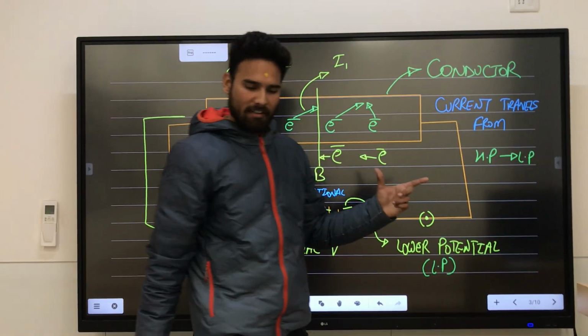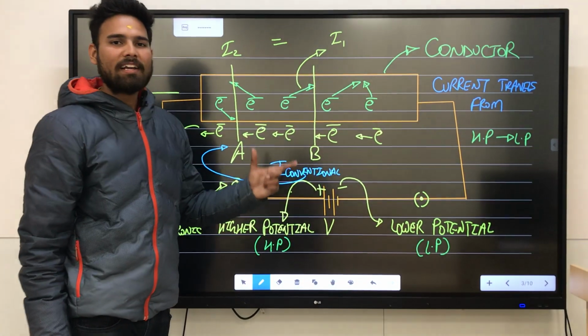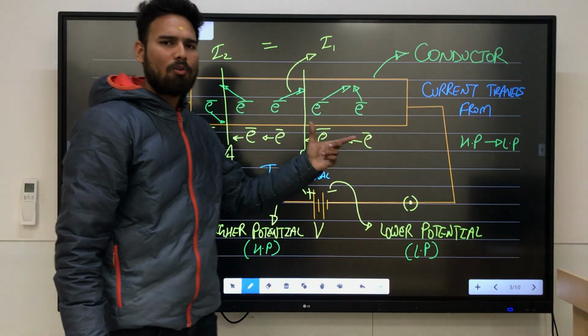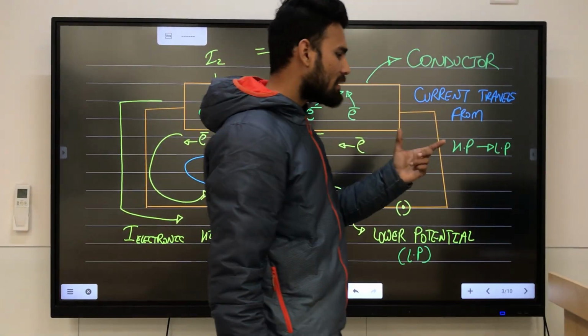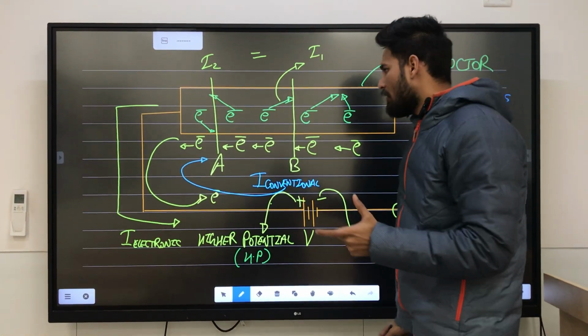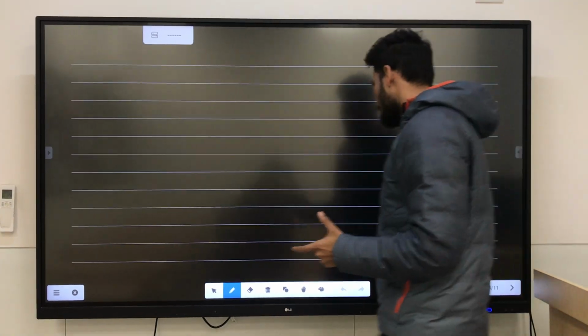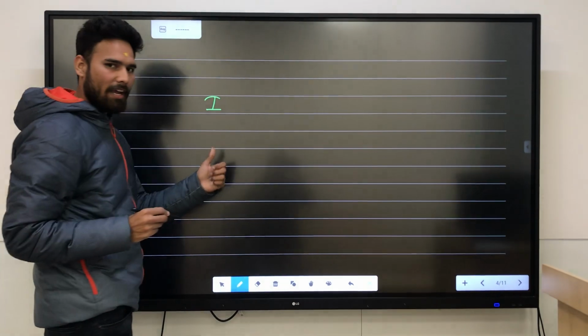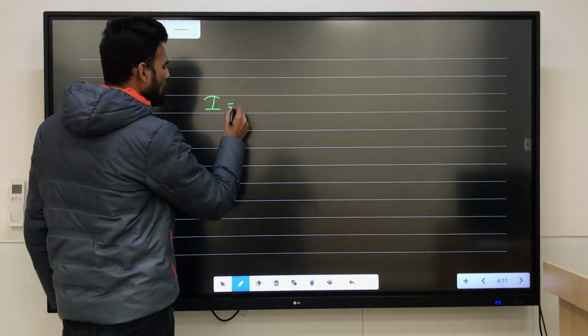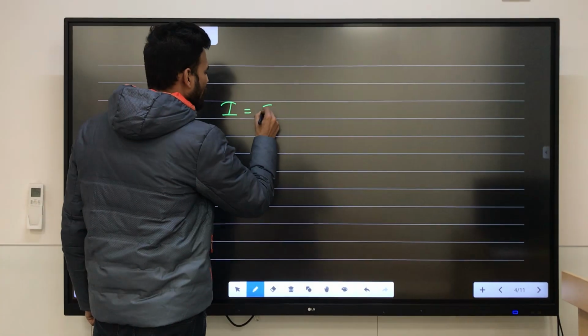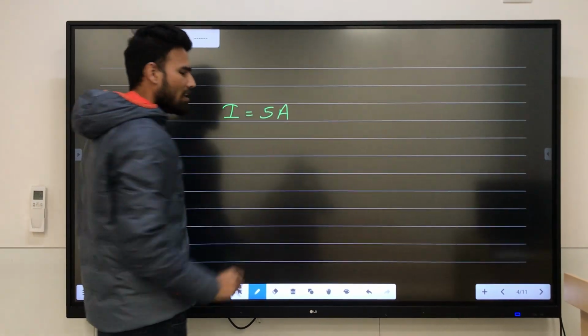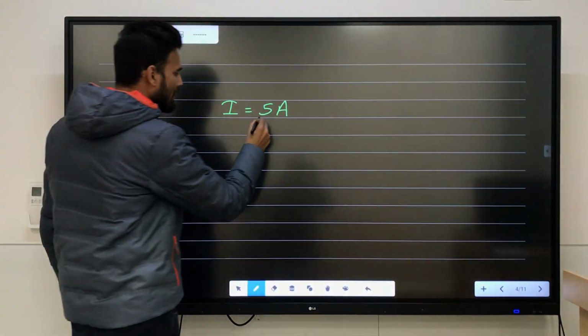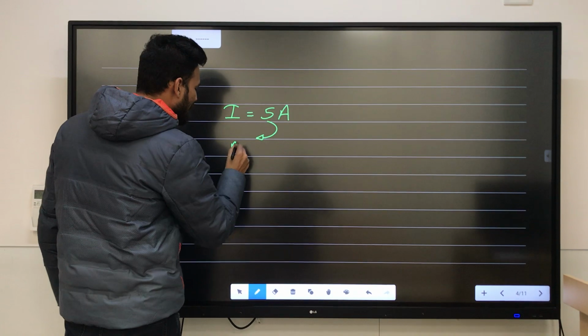Now, talking about current, what kind of quantity is it? Is current a scalar quantity or a vector quantity? Before discussing the type of quantity, we have to discuss something. Suppose the current is denoted by I, and suppose 5 ampere of current is flowing through any cross section of the conductor. Now what does this 5 indicate? This 5 indicates the magnitude of current.